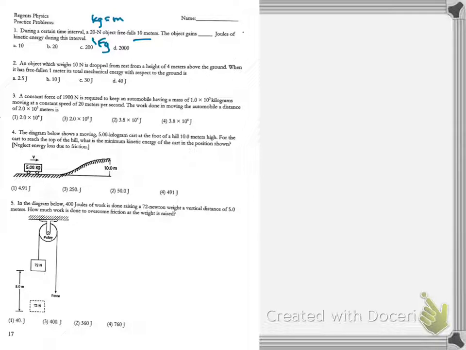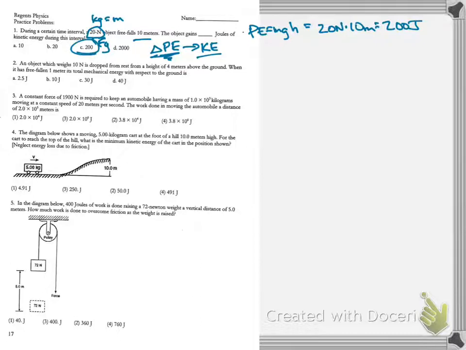So basically what's happening is potential energy is being converted into kinetic energy. So if you can figure out how much potential energy changed hands, so to speak, into kinetic, you have your answer. So PE is mgh. Your mg you already have, that's 20 newtons. The h is 10 meters, so it's 200 joules of potential energy lost as it falls. That's how much kinetic energy is gained.